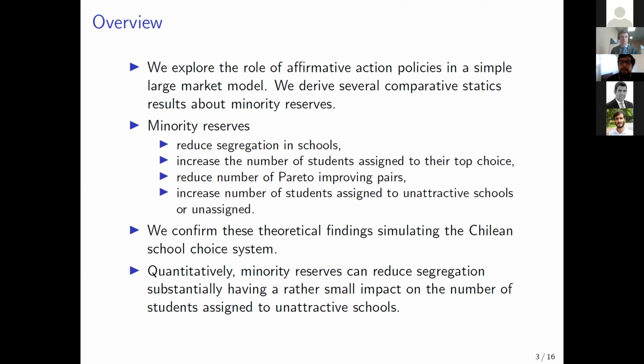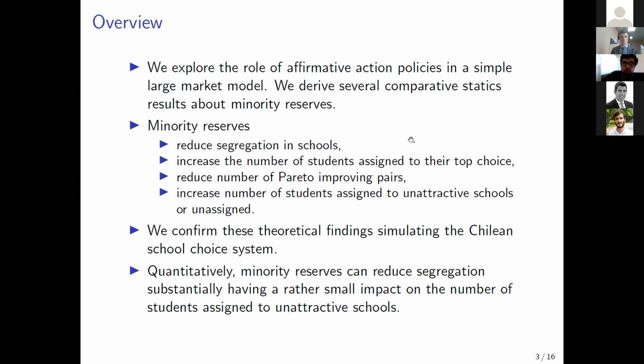We're going to confirm each of these theoretical findings using simulations from the Chilean school choice system. We're going to use data from the application processes in the main cities in Chile, and we're going to confirm these theoretical predictions. In quantitative terms, minority reserves are an effective tool to reduce segregation, and the impact that they have on the number of students assigned to unattractive schools or unassigned is rather small. So I think it might make sense to consider minority reserves in applications.